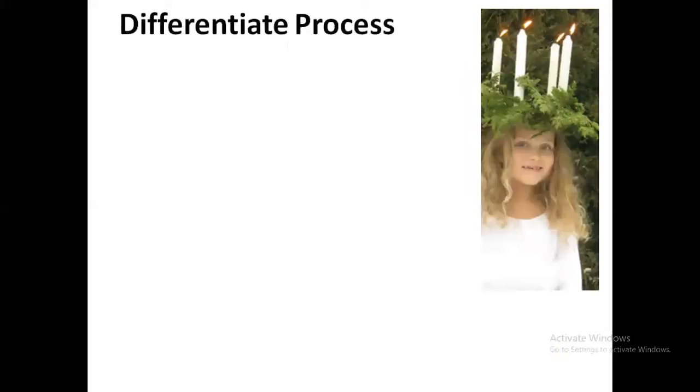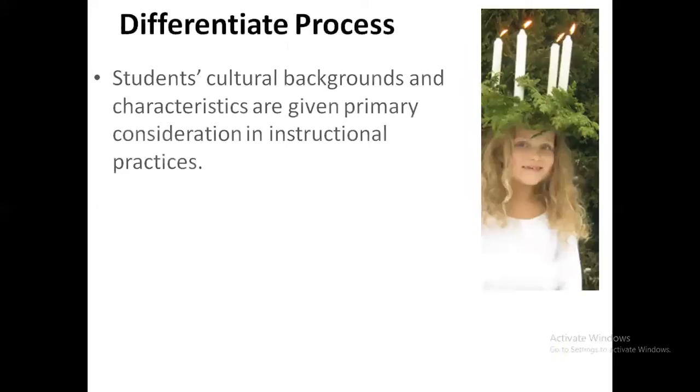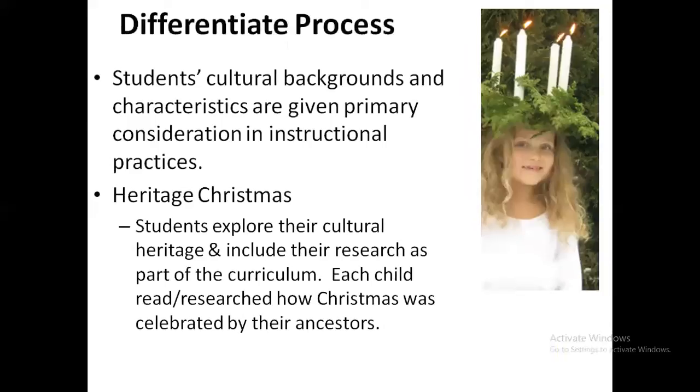Differentiating process. Students' cultural backgrounds and characteristics are given primary consideration in instruction. One example is a Heritage Christmas. For this example, students explore their own cultural heritage and include their research as part of the curriculum. Each child reads and researches how Christmas was celebrated by their ancestors. This picture indicates the wearing of candles by the oldest daughter in the family on Christmas morning in Wales. This is a Welsh Christmas.